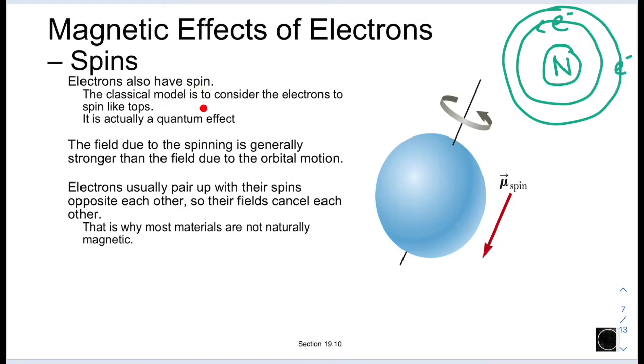The classical model is to consider the electron to spin like a top. It is actually a quantum effect. What is a quantum effect? We're going to discuss it in detail in the last topic. The field due to the spinning is generally stronger than the field due to the orbital motion. Actually, the spinning effect is bigger. Then electrons usually pair up with their spins opposite each other, so their fields cancel each other.